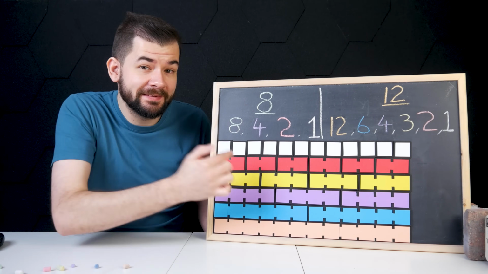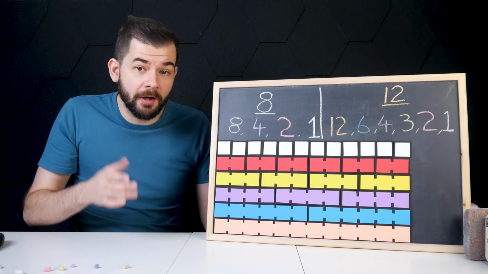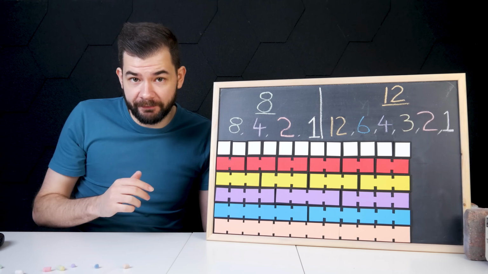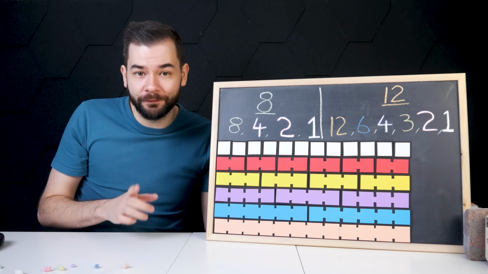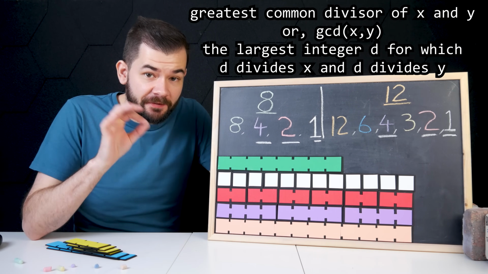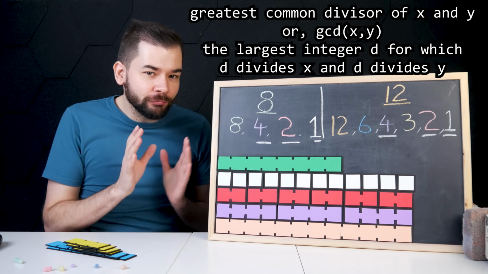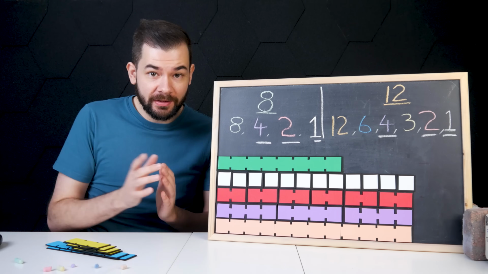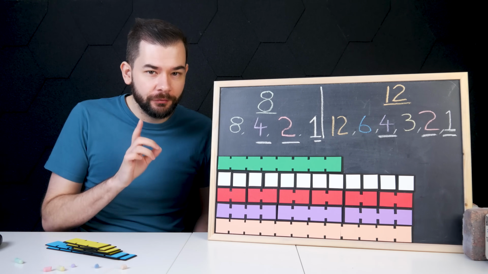Now let's compare these lists of divisors. Divisors of both are called common divisors, the largest of which is called the greatest common divisor. So in this case, the greatest common divisor is 4, and it plays a very special role in Diophantine equations. Let me go back to the previous example to show you how.